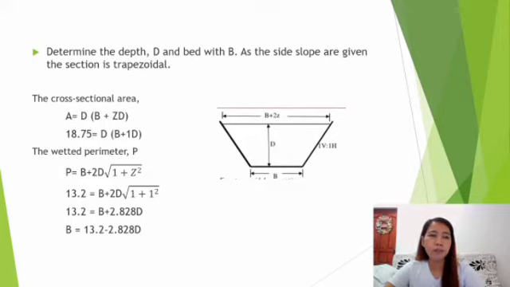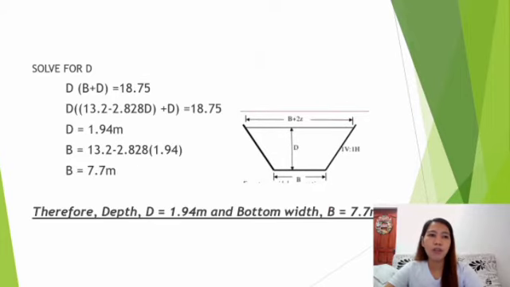18.75 is equal to D multiplied by B plus 1D, and then B is equal to 13.2 minus 2.828 times D. We just need to substitute equation 1 into 2 so we can get the values of D and B. So we get D equal to 1.94, and B equal to 7.7 meters. Therefore, for this unlined canal design on a non-alluvial soil, the depth is 1.94 meters and the bottom width B is 7.7 meters.